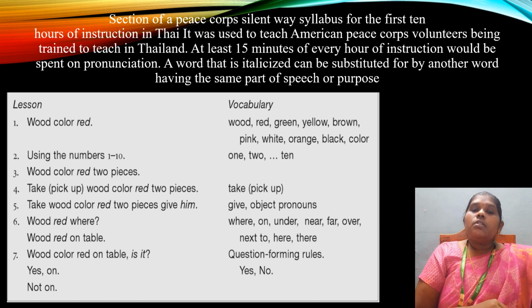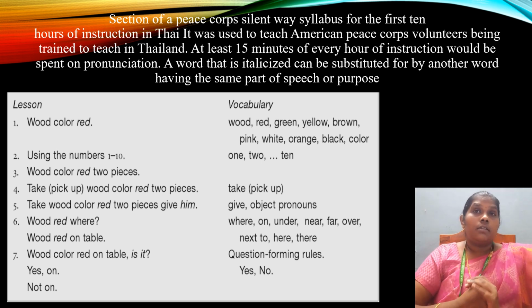And next we focus on the preposition. Wood red where? Wood red on the table? Wood red under the table? Wood red near the table? Wood red far from the table? Wood red over the table? Wood red here? And wood red there? Like that. And wood color red on the table, is it?